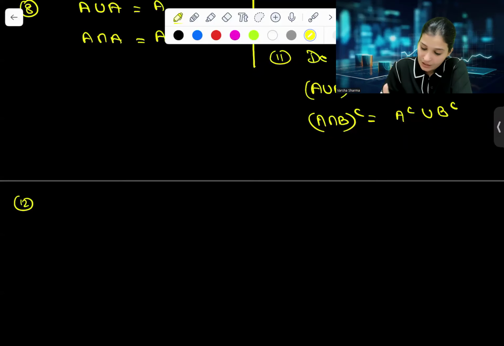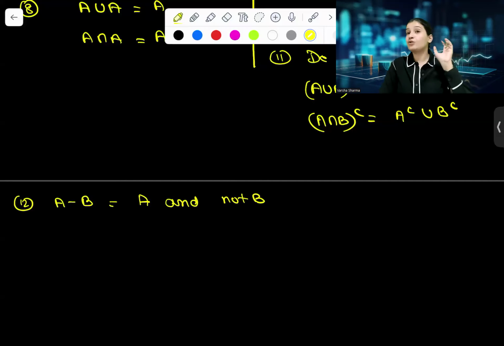Okay. See, now A minus B. This means A and not B. I want A, but I don't want them to be in B. I want only those elements. So A is A. For and, what symbol do we write?